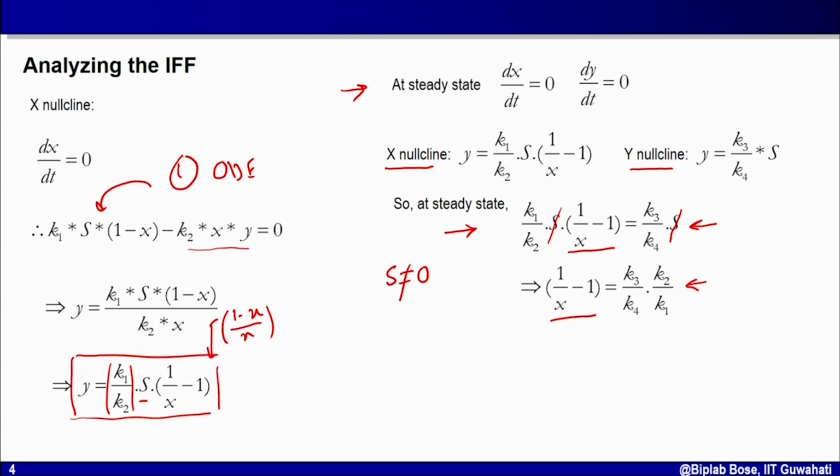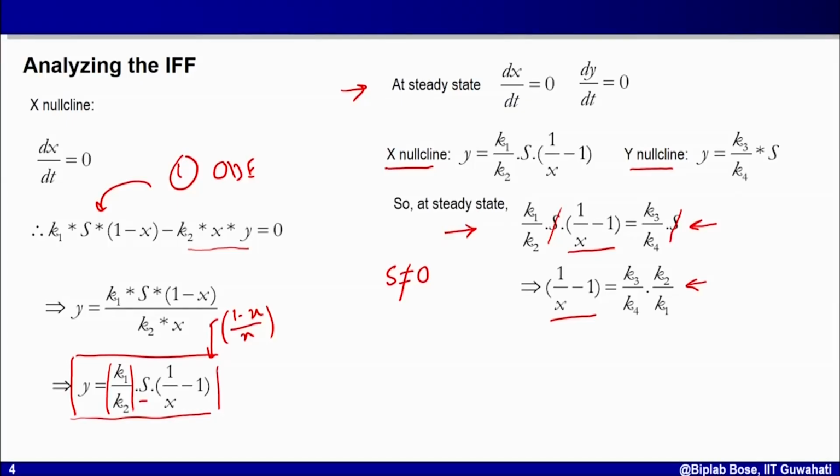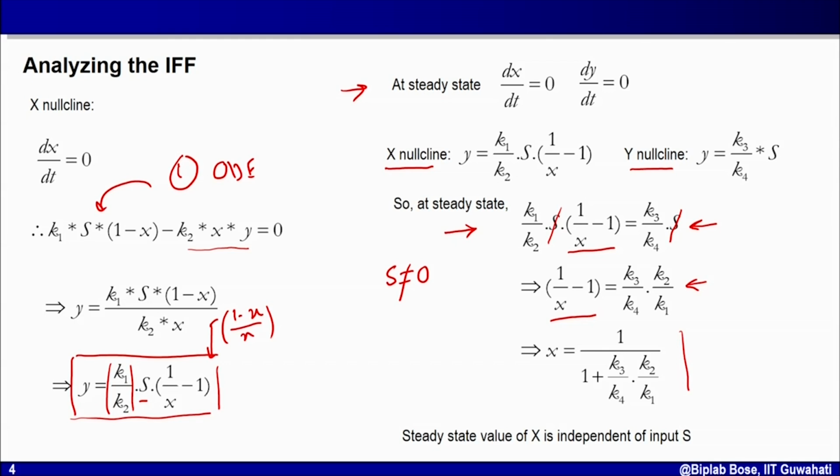So 1 by x minus 1 is nothing but a ratio of multiple parameter constants. So if I rearrange the term again, I take 1 on the other side, 1 by x on the other side, and then invert, I get this relation. X is equal to 1 by 1 plus k3 into k2 divided by k4 into k1. Now this is my steady state value of x. This is my steady state of x.